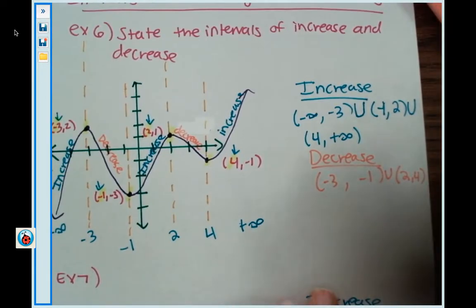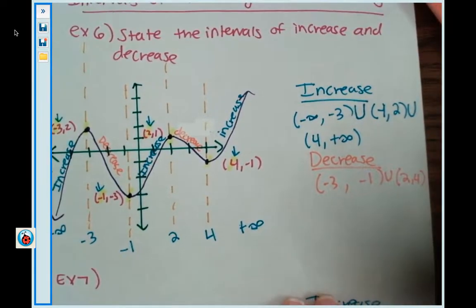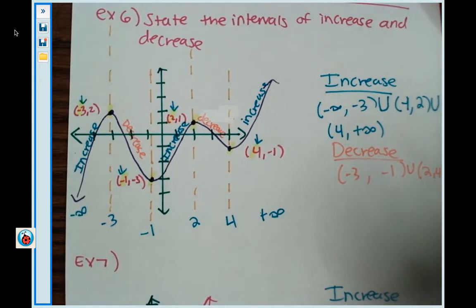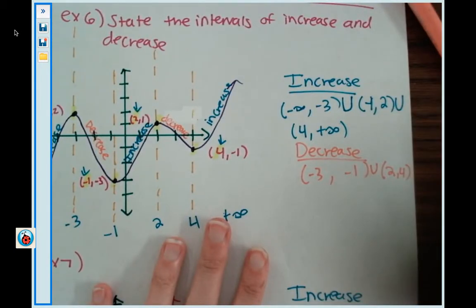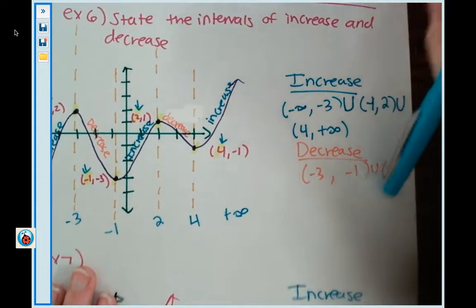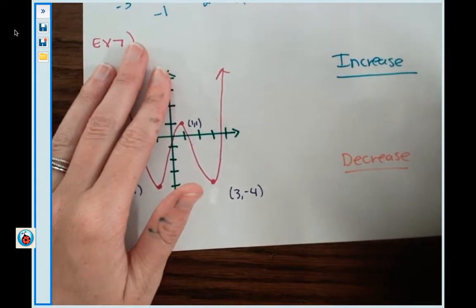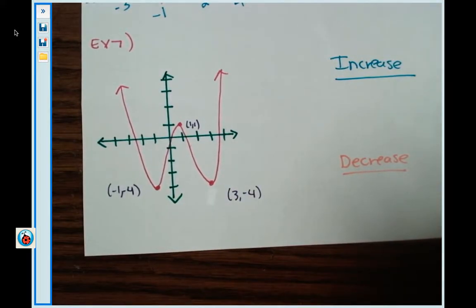All right, guys, and these are all the intervals of increase and decrease for this graph. Cool, right? Okay, now, example 7 is pretty much the same as this. So if you feel like you have a good handle on this problem, I highly recommend trying example 7 on your own and fast forwarding to the end to see if you get it correct.